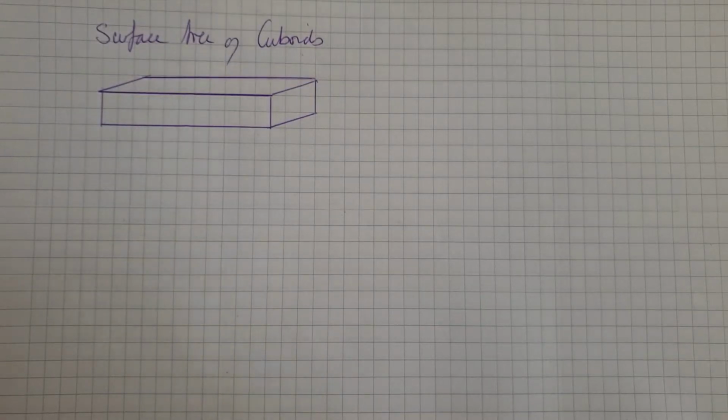Hello, today we're looking at surface area of cuboids. Now just a very quick reminder as to what a cuboid is. A cuboid is a 3D shape where all 6 of the faces are rectangles.